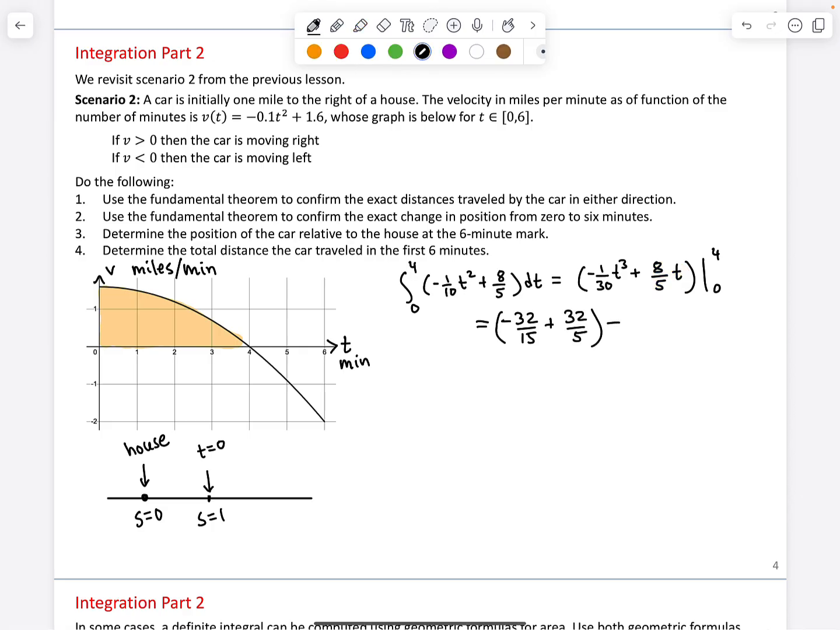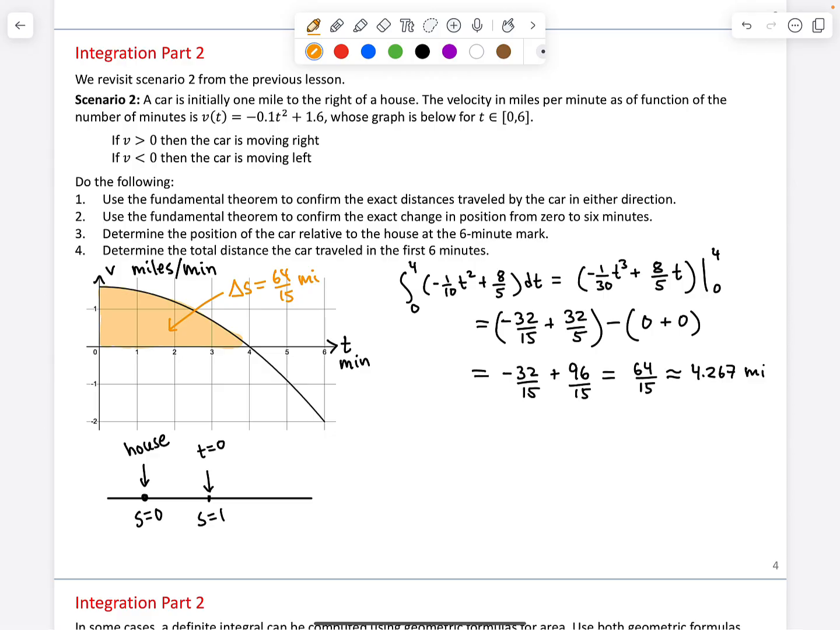Now we say minus, and now we plug in 0. But when you plug in 0, we just get 0 plus 0. Now we need a common denominator. We have negative 32/15 plus 96/15, and that gives me 64/15, which is about 4.267. And the units would be minutes times miles per minute, which gives us miles. So this area tells us that the change in position is 64/15 miles.